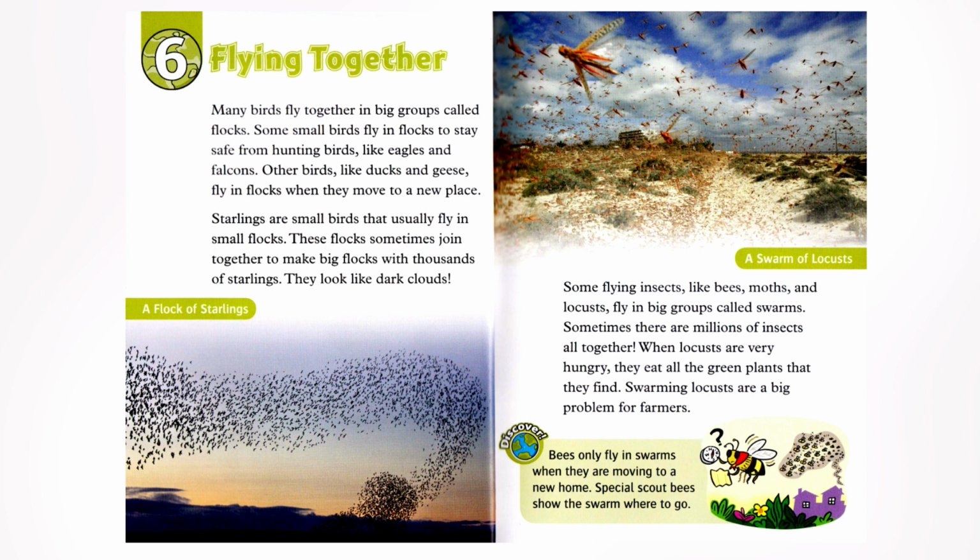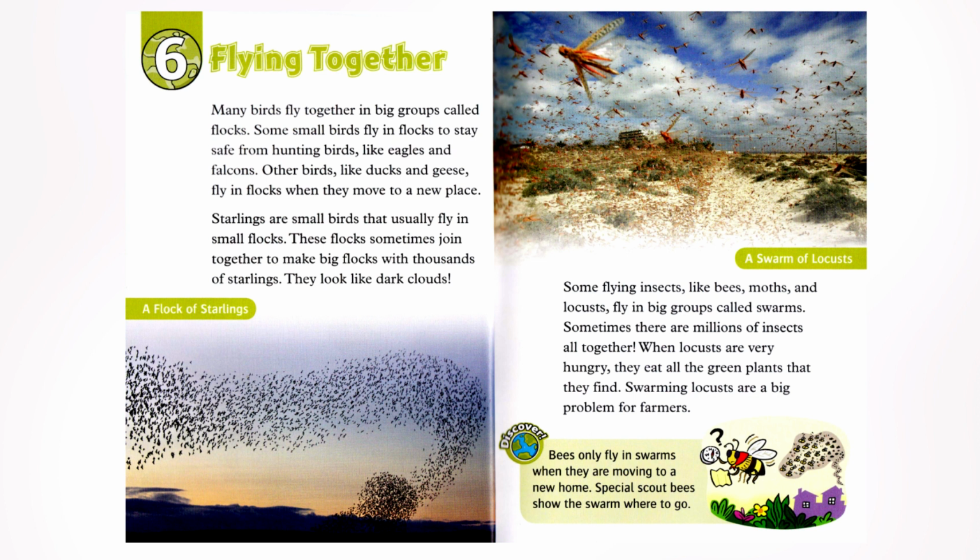Chapter 6. Flying together. Many birds fly together in big groups called flocks. Some small birds fly in flocks to stay safe from hunting birds, like eagles and falcons. Other birds, like ducks and geese, fly in flocks when they move to a new place.